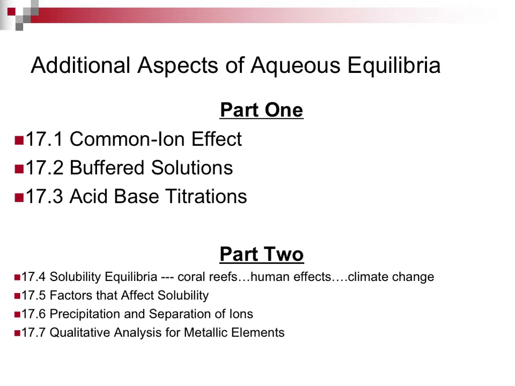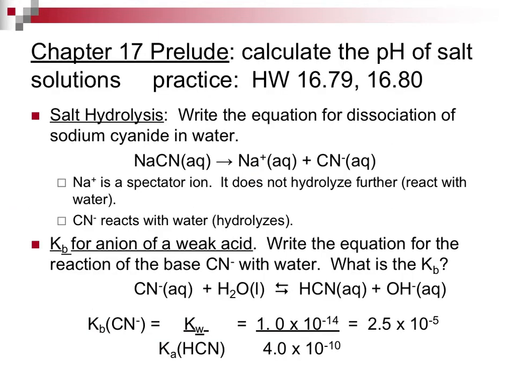So part 1, and it looks like this year's midterm 2 ends at section 17.2, covers common ions and buffers. For chapter 17, I call it a prelude. We have 2 homework problems that are back in chapter 16 that have you calculate the pH of salt solutions. So this is critical to all the rest of chapter 17. The first step is really salt hydrolysis.